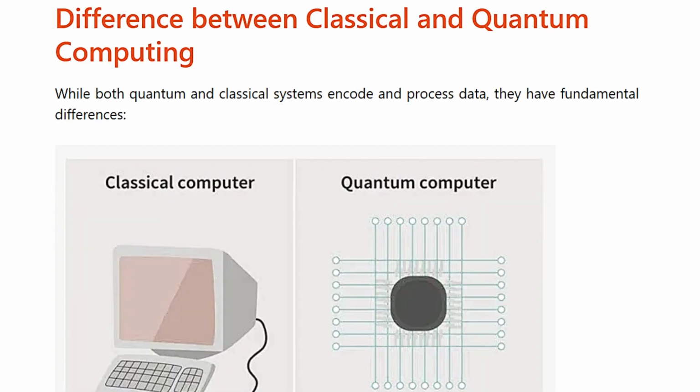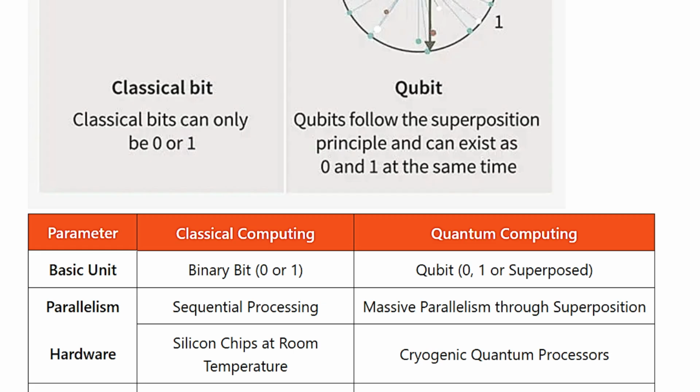Difference between classical and quantum computing. While both quantum and classical systems encode and process data, they have fundamental differences. Parameter: classical computing, quantum computing. Basic unit: binary bit, 0 or 1; qubit, 0, 1, or superposed. Parallelism: sequential processing; massive parallelism through superposition.